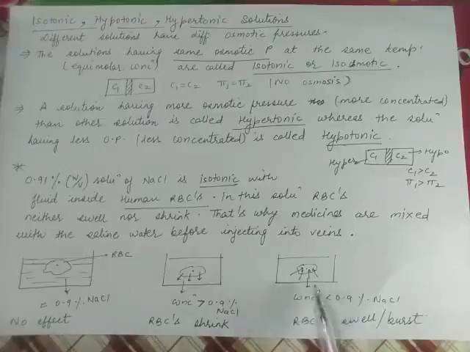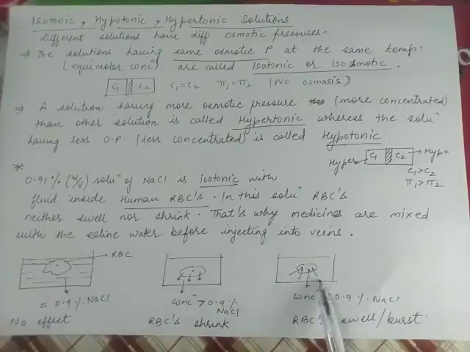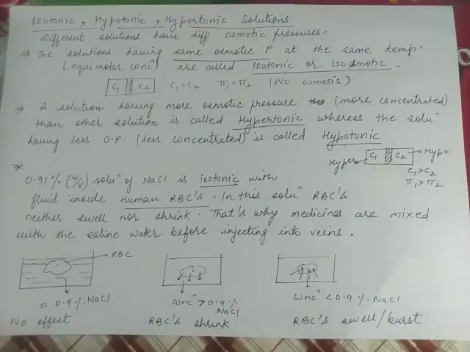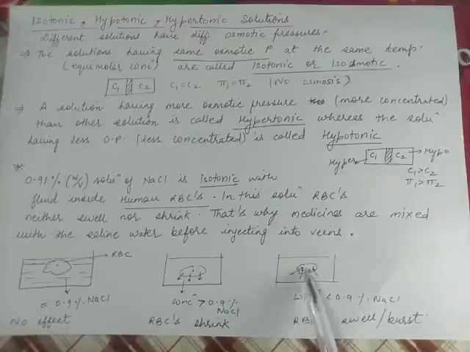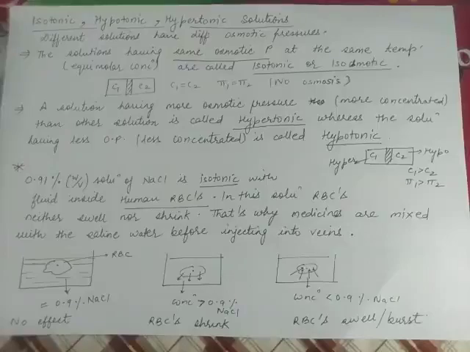And if RBCs are placed in a solution with concentration less than 0.9% NaCl, now less than means outside it is hypotonic because it is less than 0.9, and inside the RBCs it is 0.9, so it is hyper now. And what is the direction of osmosis? Hypo to hyper. So water will enter inside this RBC and RBCs will swell or burst.